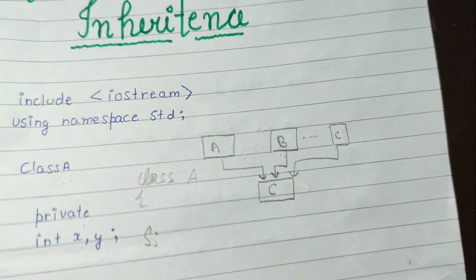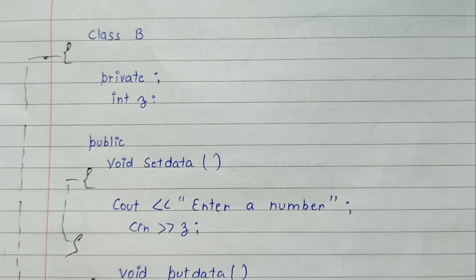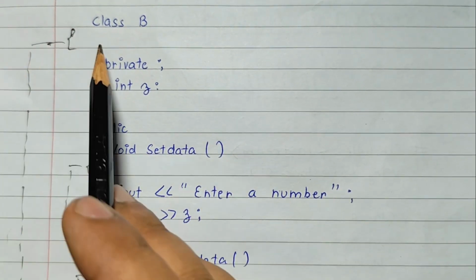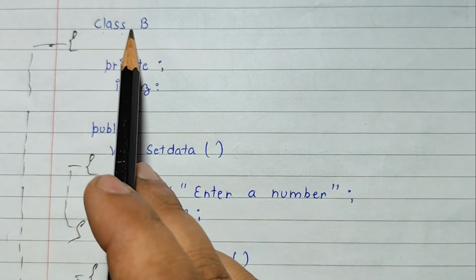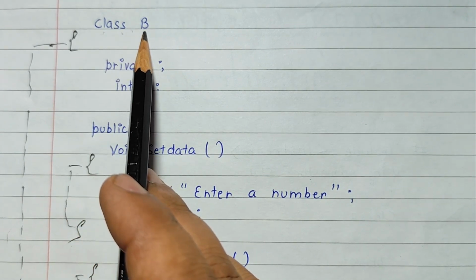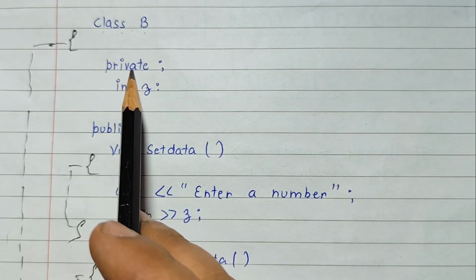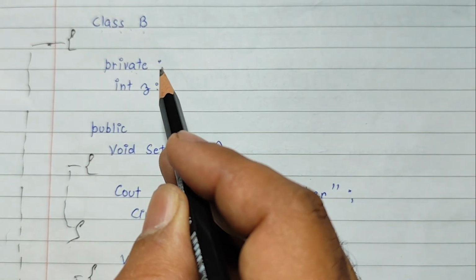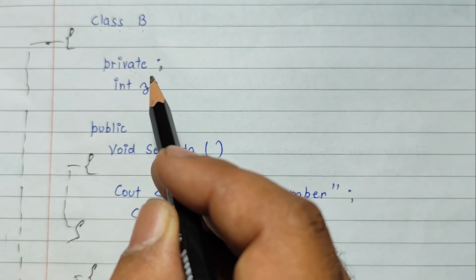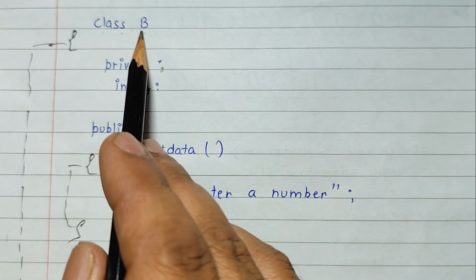For implementing the second base class, we follow the same procedure again. Class is a keyword, you have to write class in small letters, then space, then capital B is the name of the second base class. Now we start the private section. You have to write private in small letters, then a colon. If you do not include the colon, the compiler gives you an error. Now Z is the private data member of class B.